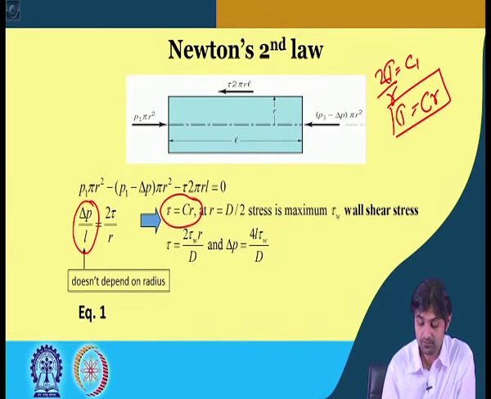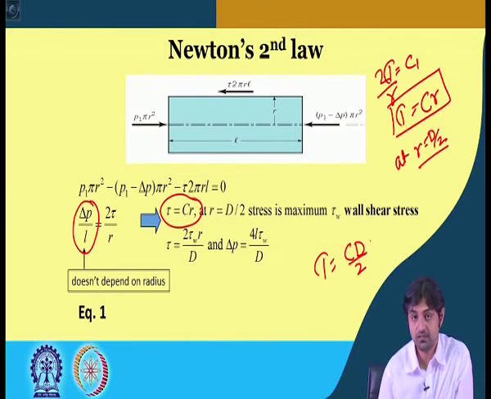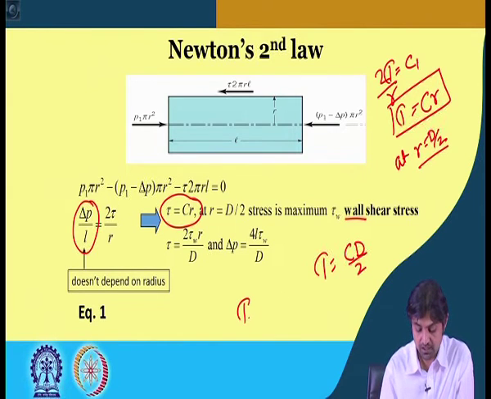All right. So we see that at the midpoint, at r is equal to d by 2, this tau takes C d by 2, and that is the maximum, and that happens where? It happens at the wall. Therefore, this shear stress tau at the wall is called tau W, the wall shear stress.